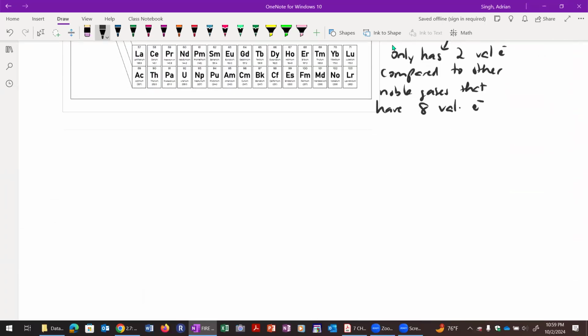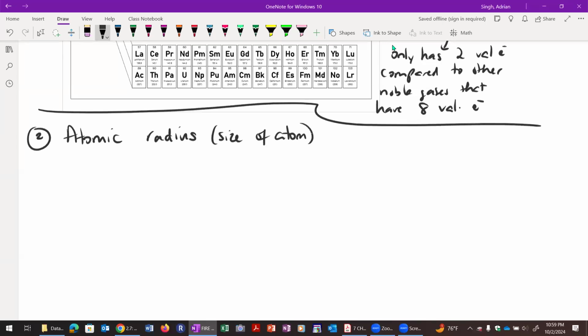The second trend is the trend in atomic size, which we often represent as the atomic radius. All right, so this is the size of the atom. So again, if you think about an atom as being roughly spherical in shape, the radius is going to be this distance. So obviously then the larger the radius, the larger the atom is going to be.